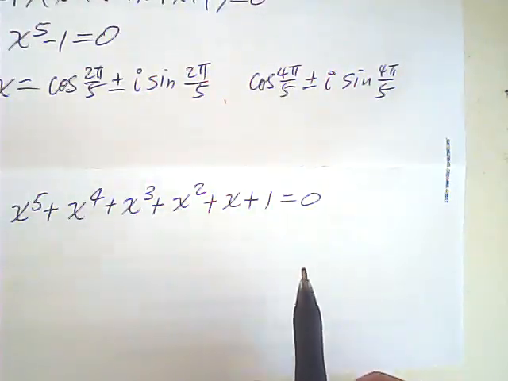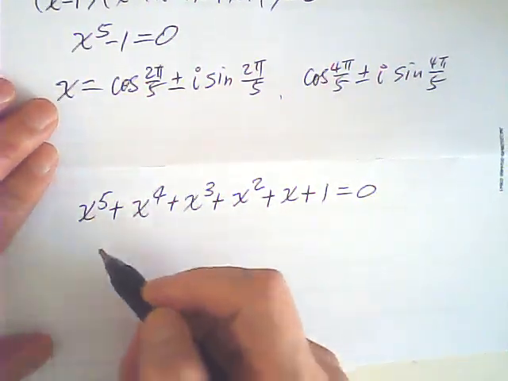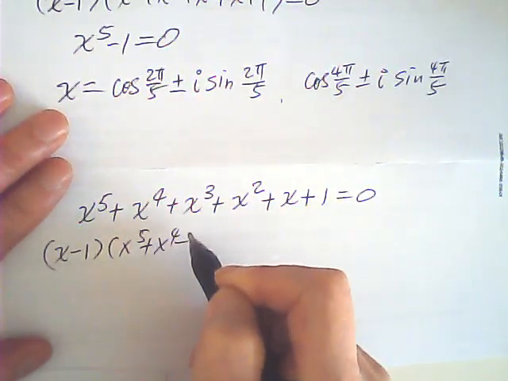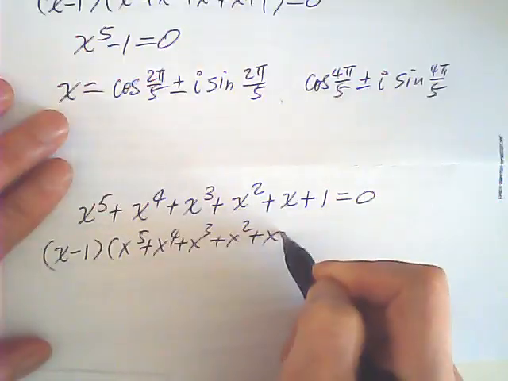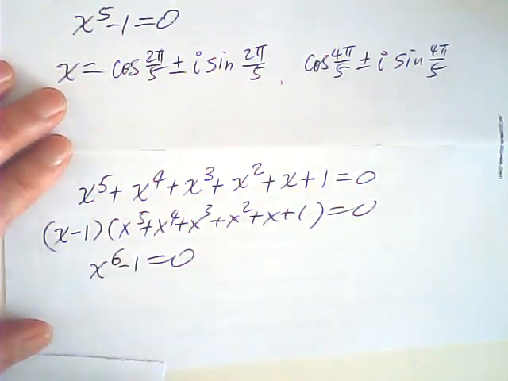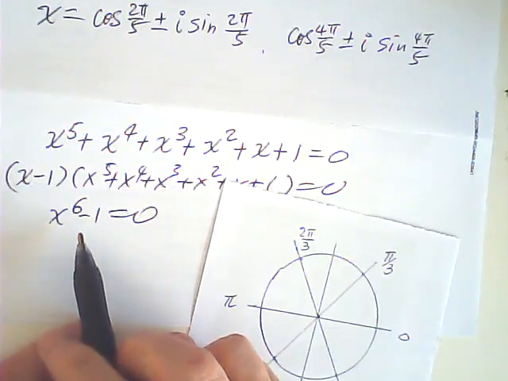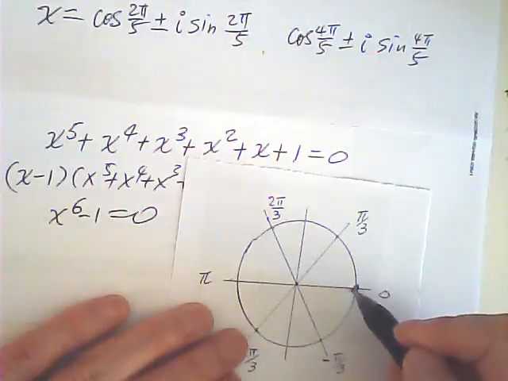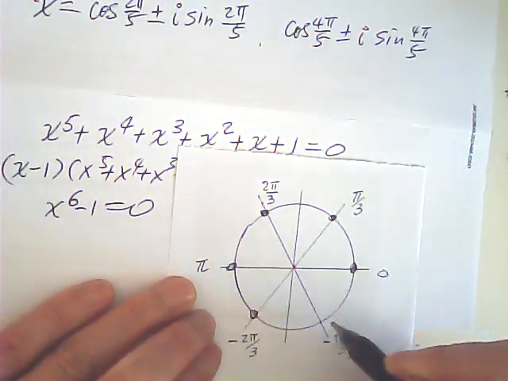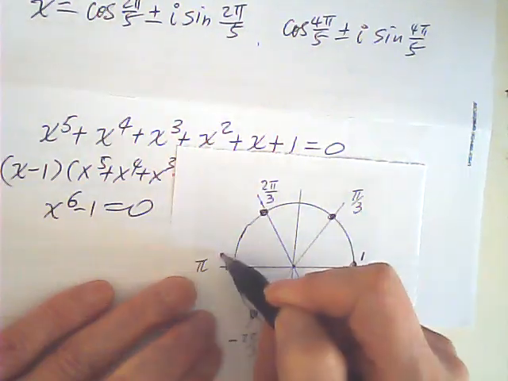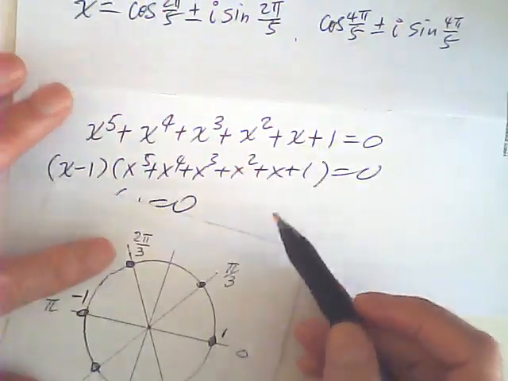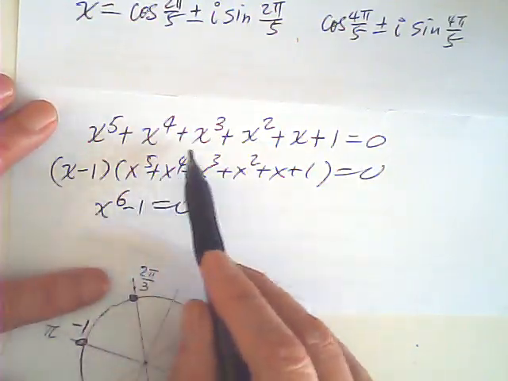Now, how about this equation? We can write x minus 1 multiplied by this, x squared plus x plus 1 equal to 0, which means x to the sixth minus 1 equal to 0. So you have 6 roots, 1, 2, 3, 4, 5, 6. This is 1. This is negative 1. Okay, these 6 roots. One belongs to this one. The other 5 belong to this equation.